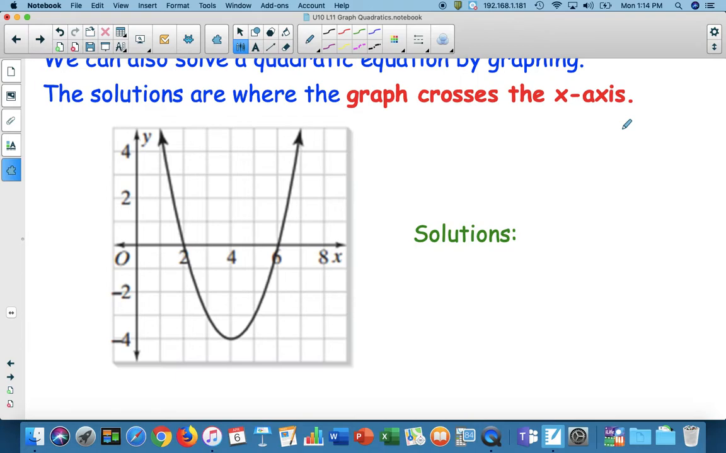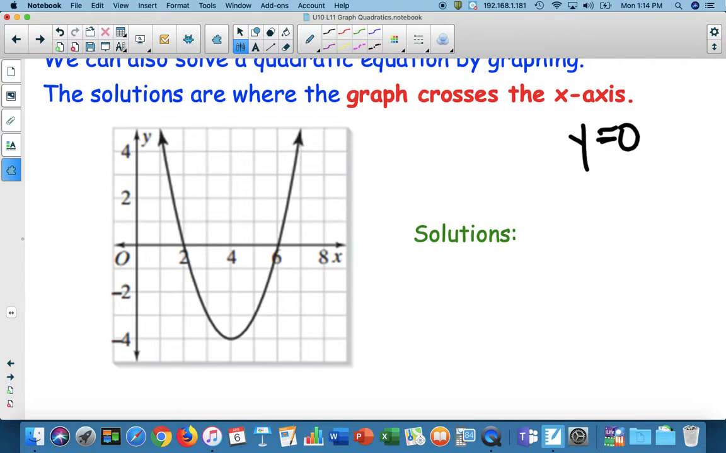Remember something. Whenever we set these things equal to 0, that's essentially saying y is equal to 0. So if y is equal to 0, what we're going to look for, our solution, is where y equals 0 on the graph. All right, right here, the x-axis, all y values are 0.